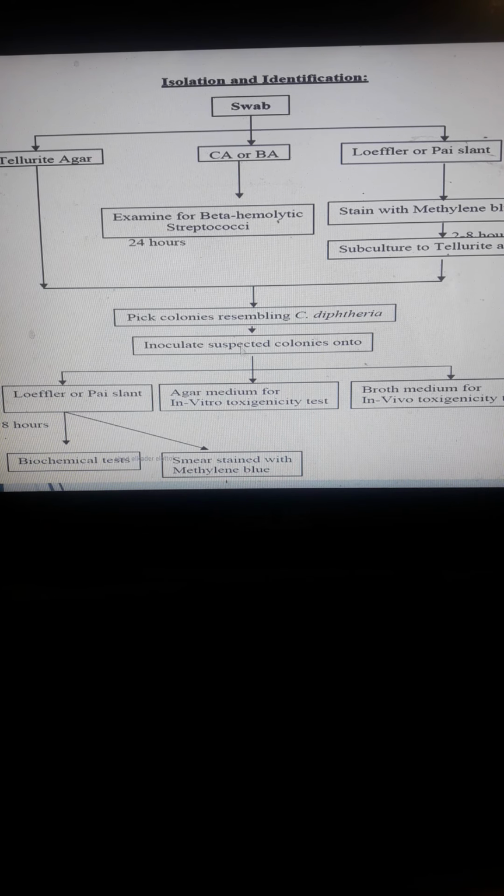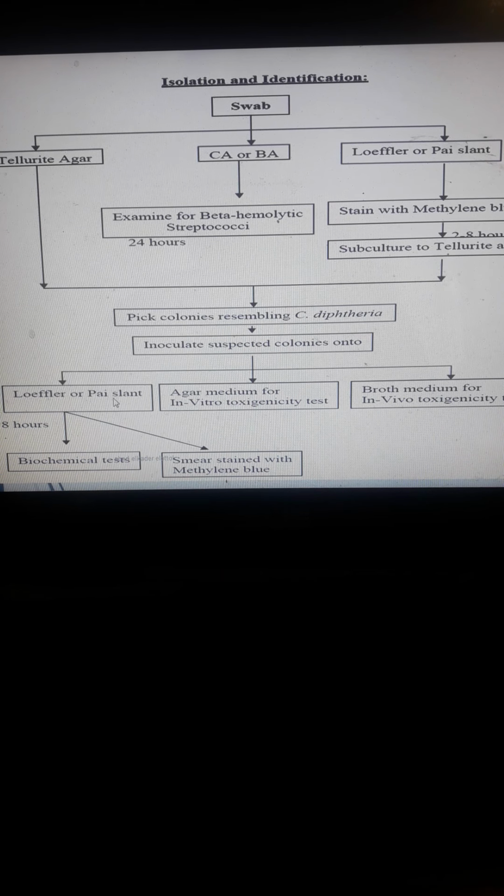Meaning that in vitro is the study of toxigenicity of the diphtheria microorganisms, or the toxigenicity test without using living tissues. So broth medium for in vivo toxigenicity, which already involves tissues.